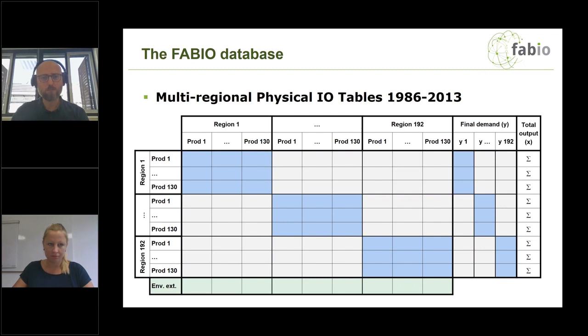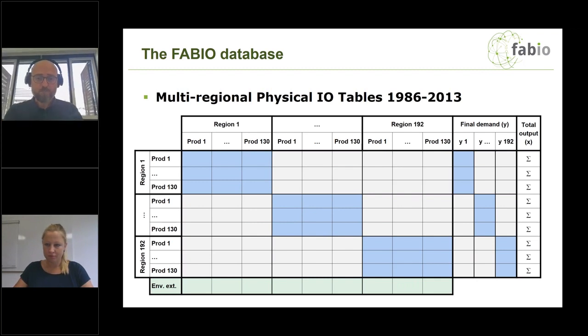What is an input-output table? FABIO is a set of physical multi-regional input-output tables, and what you can see here is an exemplary input-output table. FABIO comprises 191 countries plus rest of world, and 130 commodities.